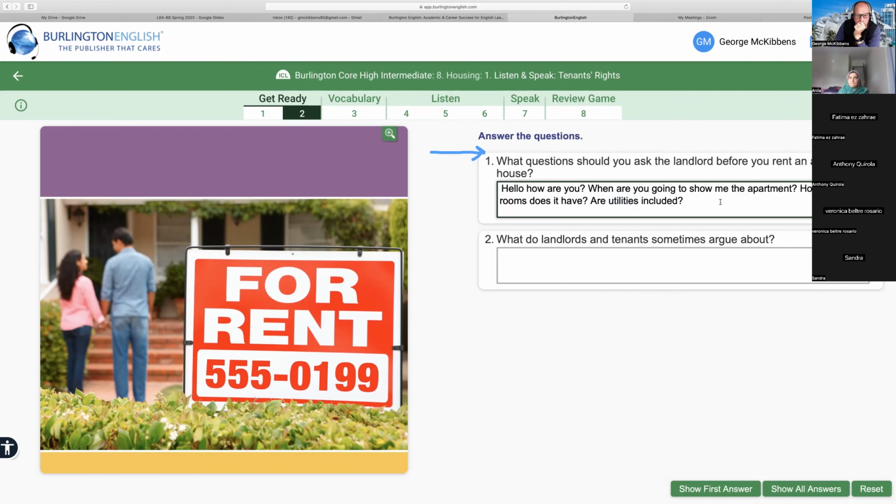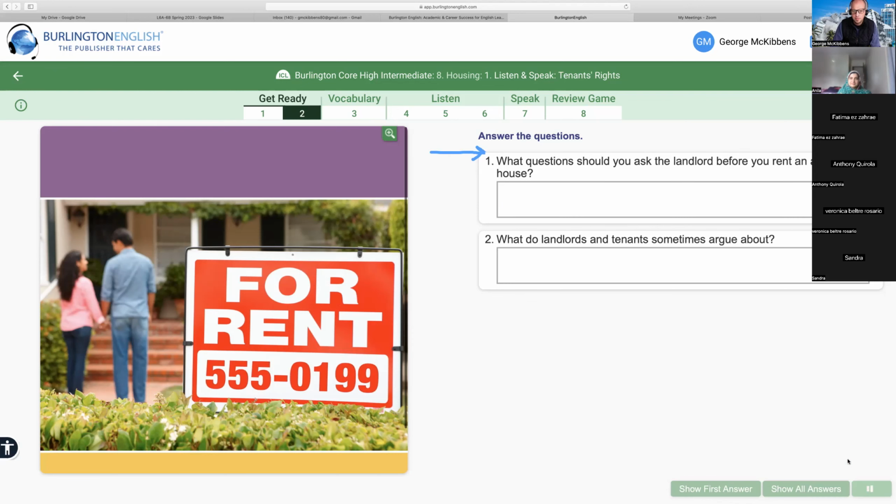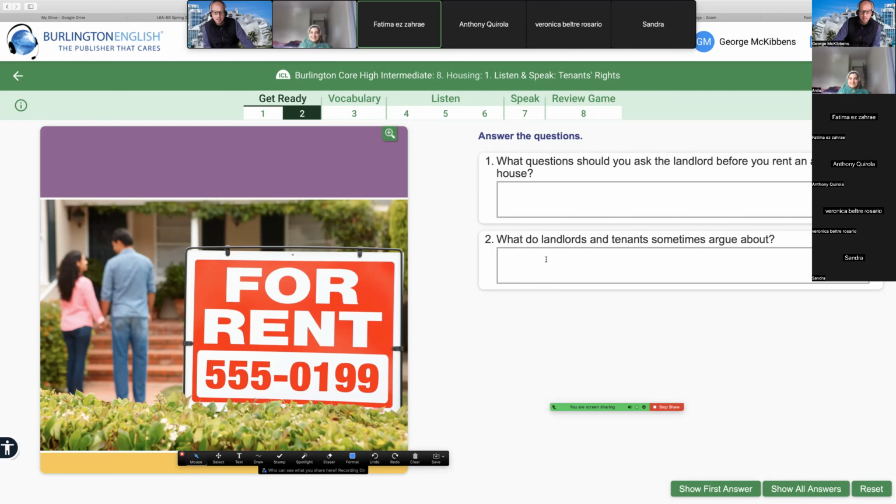Is everything in good condition? I think that's all. Is everything in good condition? So, okay. Now I'm going to click show first answer. How much is the rent? What utilities are included? Okay. It's so close. Well, you got a lot of your questions. But I have one more. They didn't say any hello and how are you? It's okay. You were much more polite than the computer. Good. Let's get another volunteer.